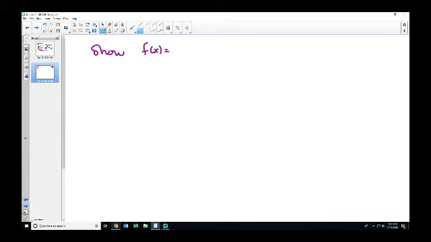X squared. Show that it is continuous at x equals what? 3? I heard 3. Okay. It's a 3-step process to show a function is continuous at one spot.